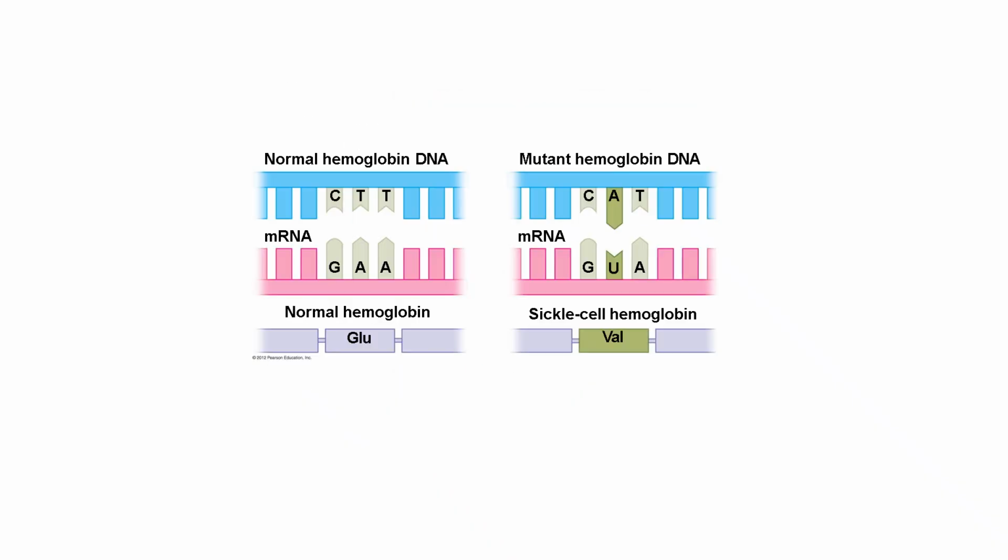This final slide illustrates how a mutation in the hemoglobin gene leads to sickle cell anemia. A single nucleotide change causes valine to replace glutamic acid in the protein. This small change alters the shape of red blood cells, reducing their oxygen carrying capacity and leading to severe health effects.